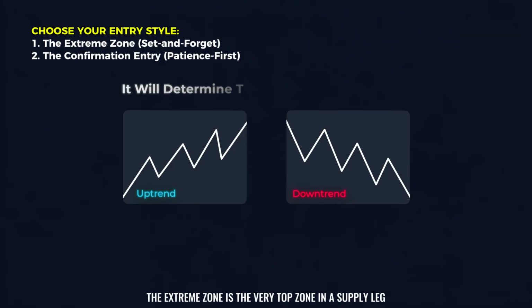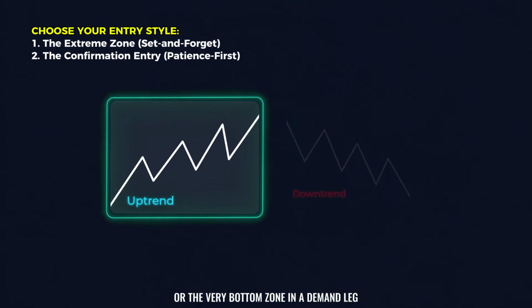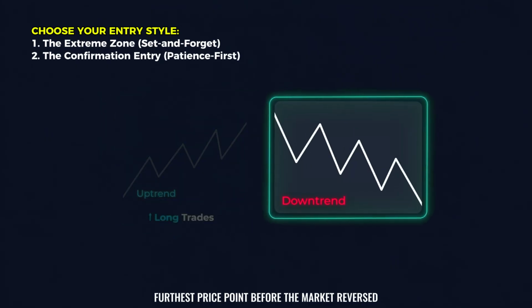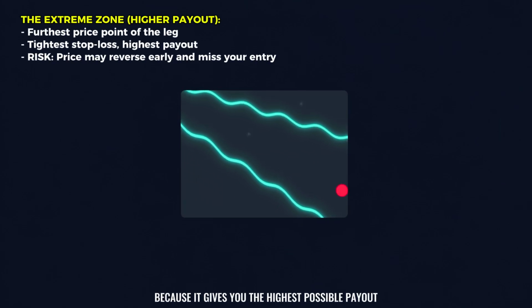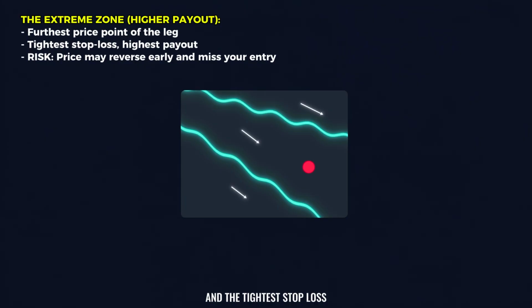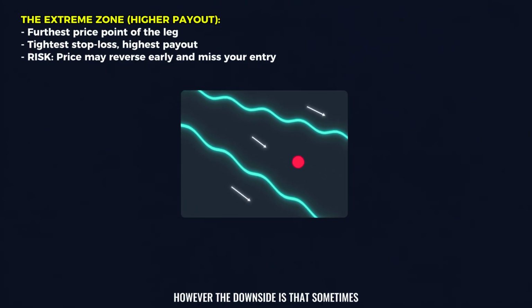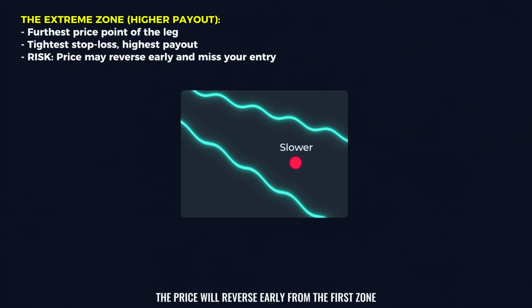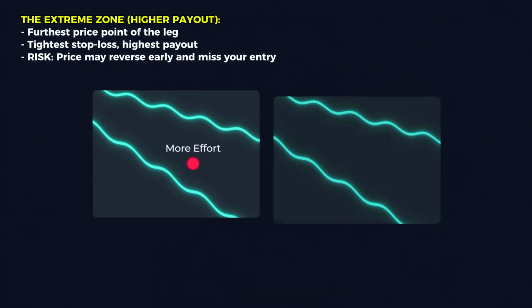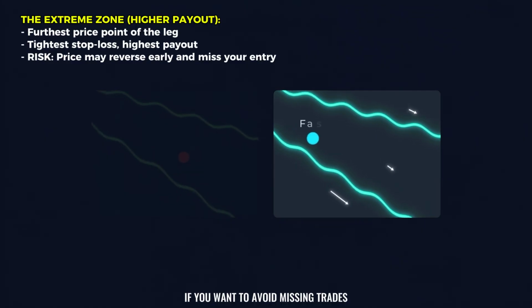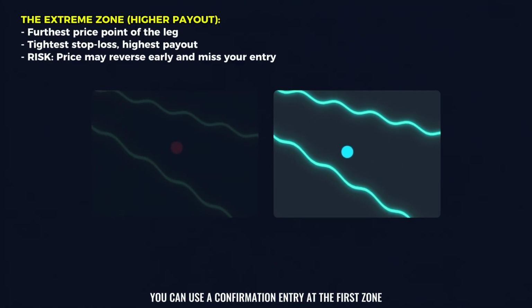The extreme zone is the very top zone in a supply leg, or the very bottom zone in a demand leg. It is the absolute furthest price point before the market reversed. Placing a pending limit order at the extreme zone is the safest set and forget method because it gives you the highest possible payout and the tightest stop loss. However, the downside is that sometimes the price will reverse early from the first zone, and you will miss the trade entirely.